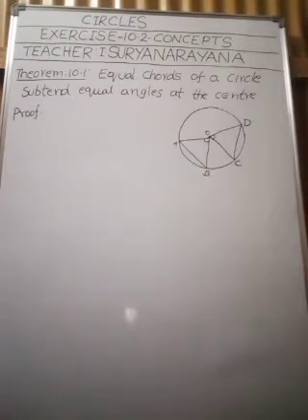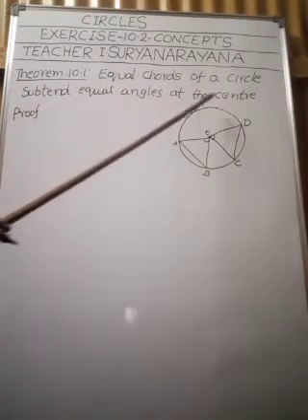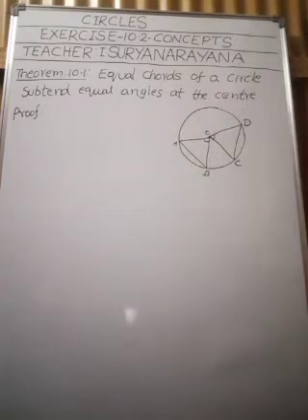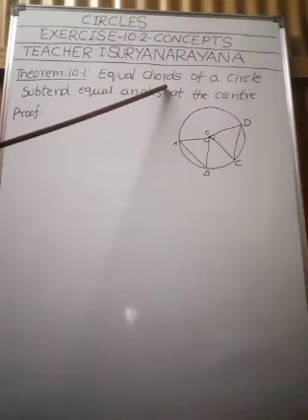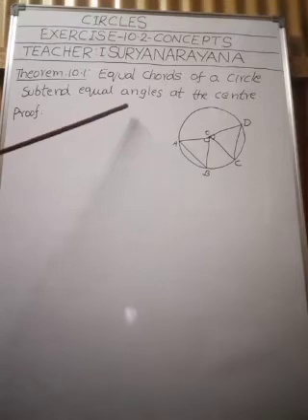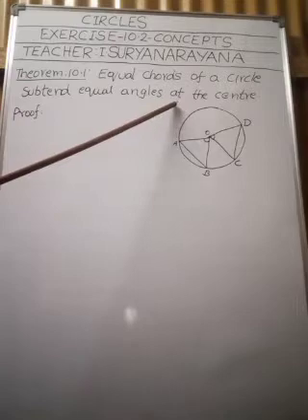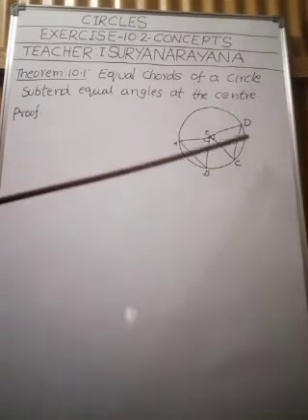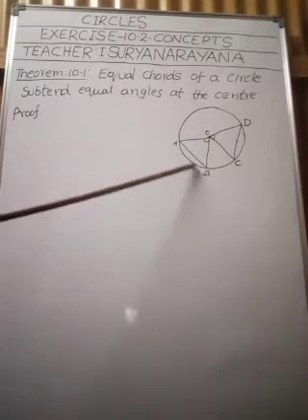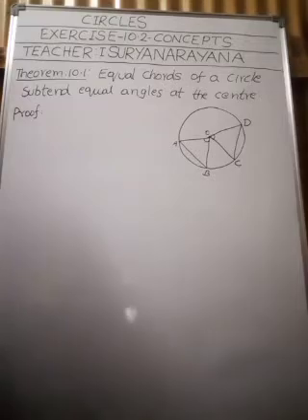Right. Now come to theorem 10.1. Theorem 10.1: Equal chords of a circle subtend equal angles at the center. If there are two chords of equal length of a circle, then they subtend equal angles at the center. Okay, my children, let us prove this theorem. See this figure. In this figure, let O be the center of the circle and AB and CD be chords of equal lengths.